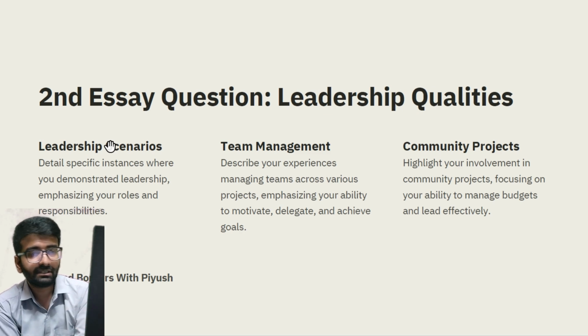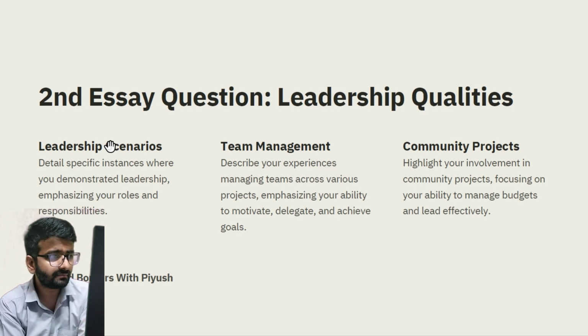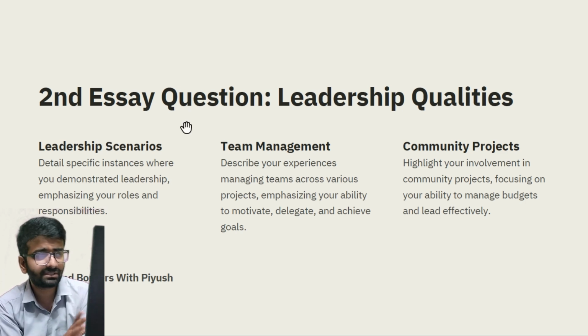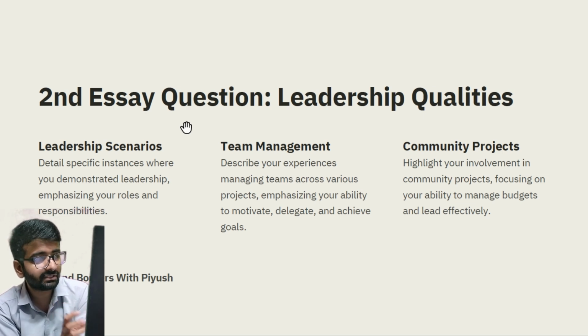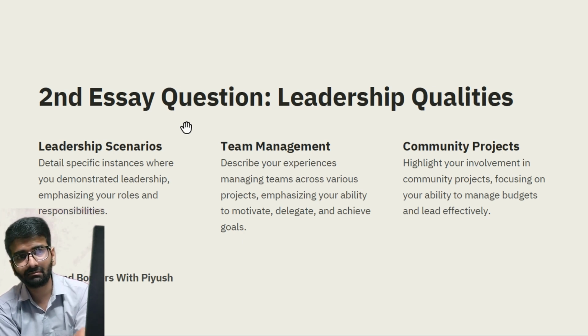Number two is your leadership qualities. We have bifurcated this question into three broad categories. Number one is leadership scenarios. You need to specifically mention those instances where you have demonstrated leadership qualities. Emphasize your roles and responsibilities and how you were able to lead teams or specific micro teams of that sort. You can mention those things here.